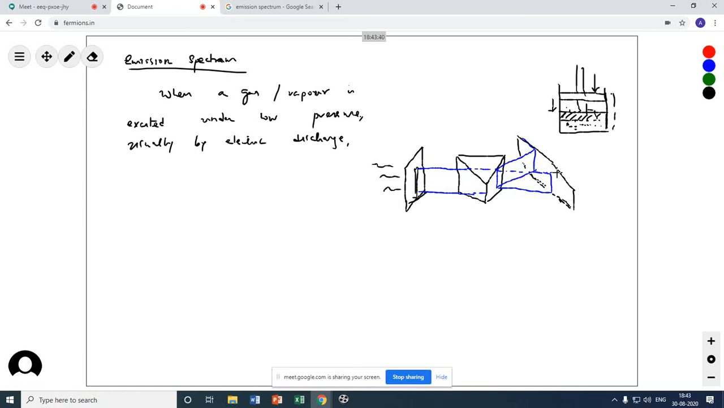So if this is, let's say, red color and this is blue color, we know for VIBGYOR, we are getting blue and red. What about green, yellow and orange? What about indigo and violet? Where are they? In the emission spectrum, they were not being emitted.